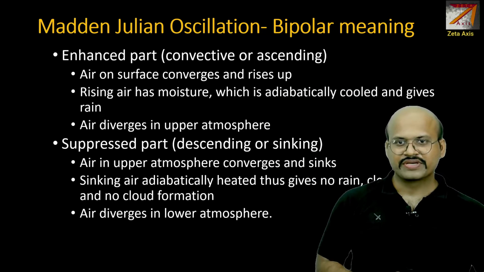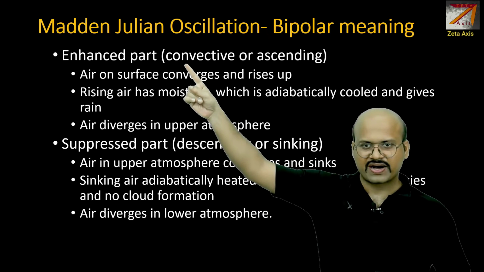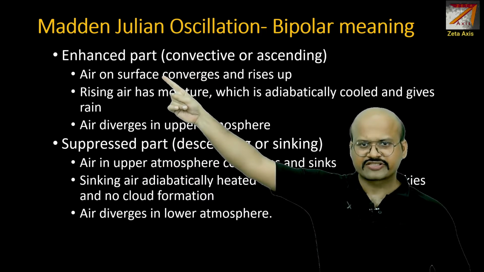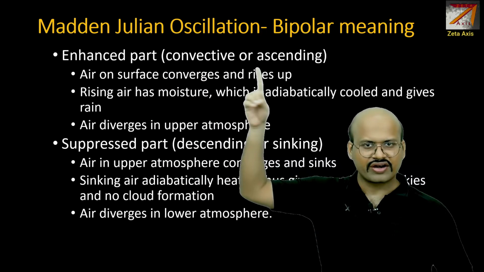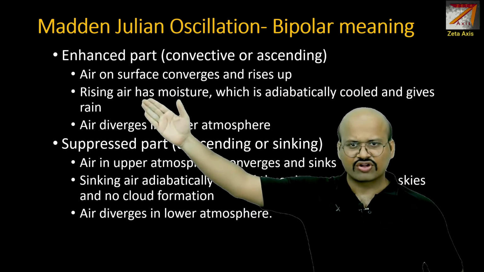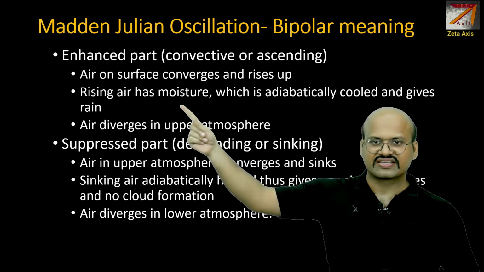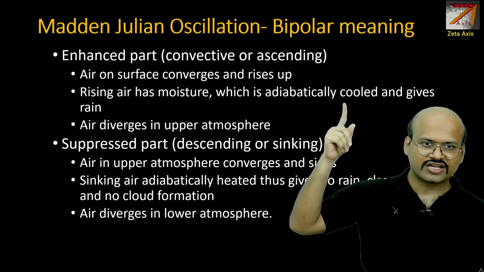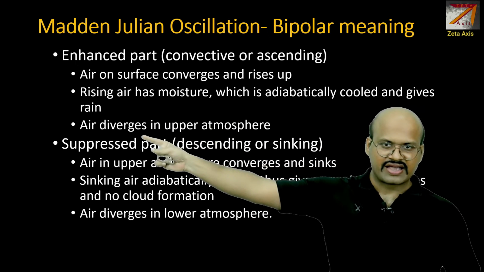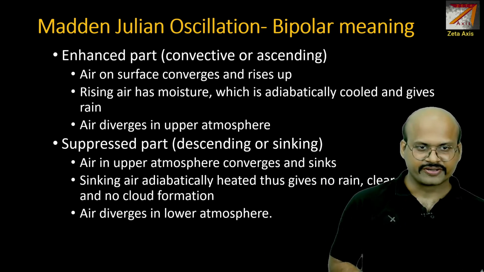Bipolar means that it has two parts, enhanced part and suppressed part. The enhanced part is also called the convective or ascending part, and the air on the surface converges and rises up, as we just discussed. The rising air has moisture which is adiabatically cooled and gives rain. Air diverges in the upper atmosphere.